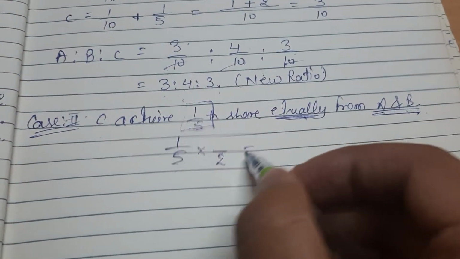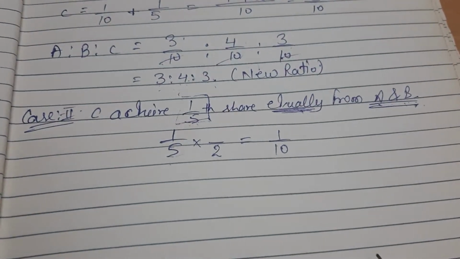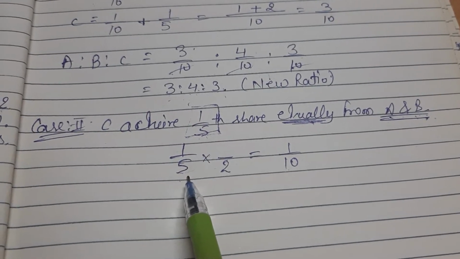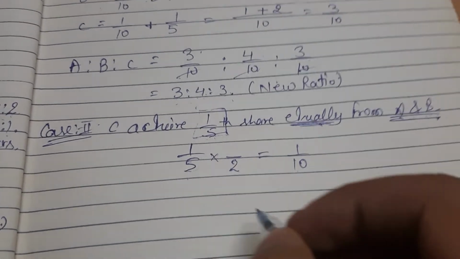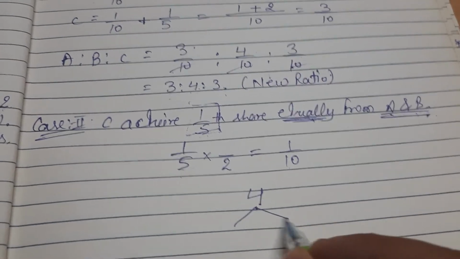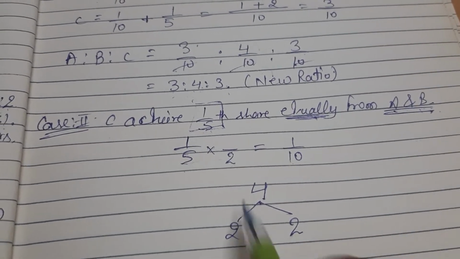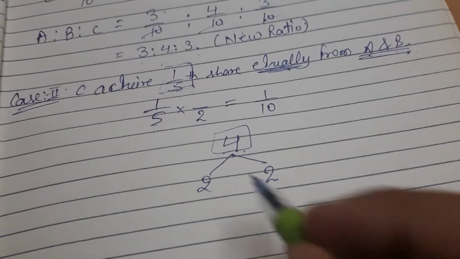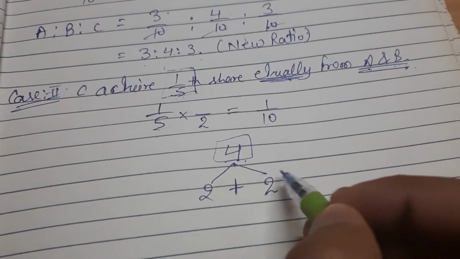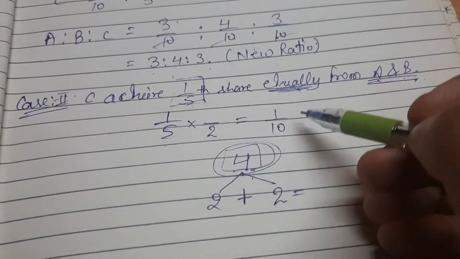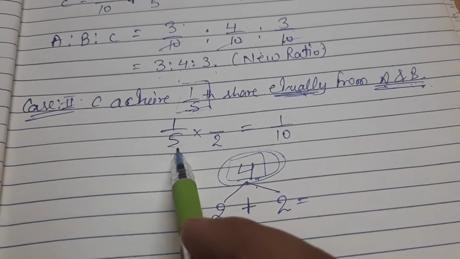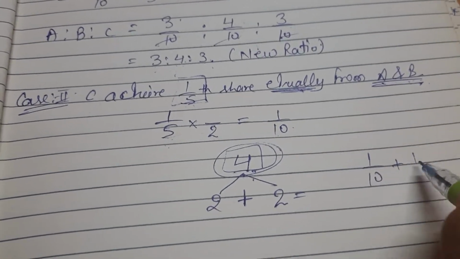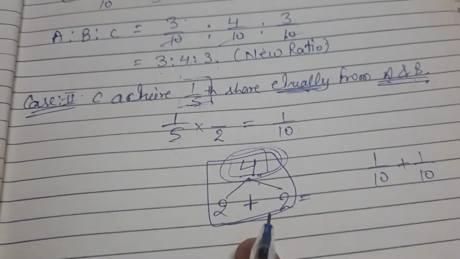So if you multiply the denominator by 2, what will be the answer? 1 by 10. Now some of you have a doubt that 1 by 10 is not half but double of 1 by 5. So you can check it. If we divide 4 into 2 equal parts, it will be 2 and 2. If we add these two numbers, it gives us the same value. So again you can check.